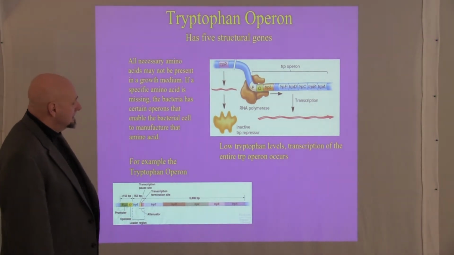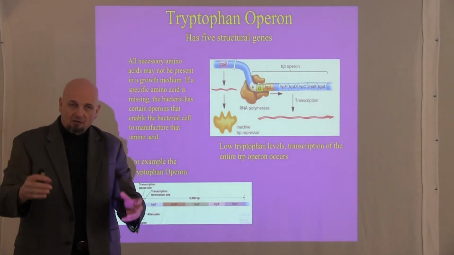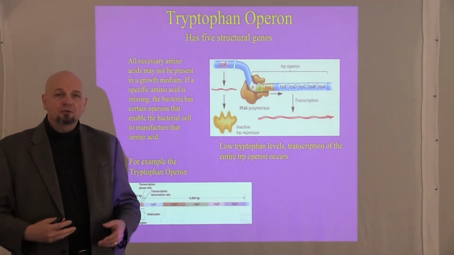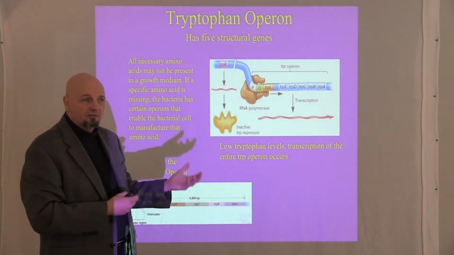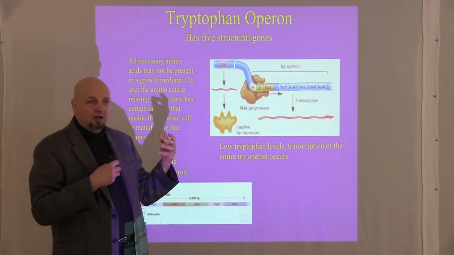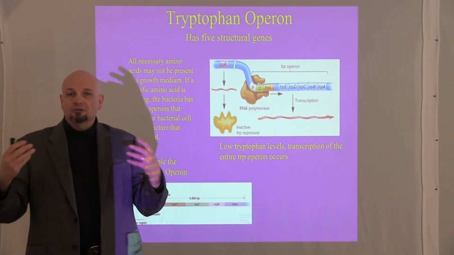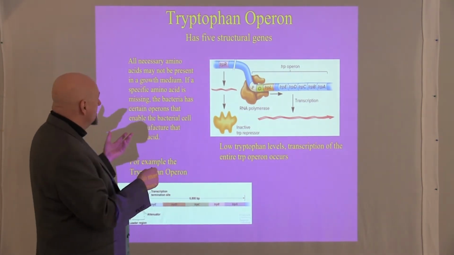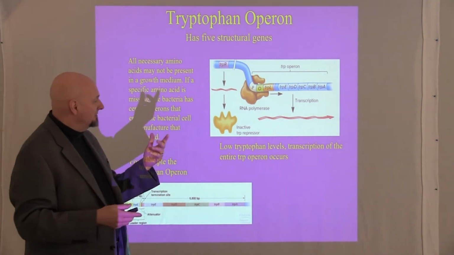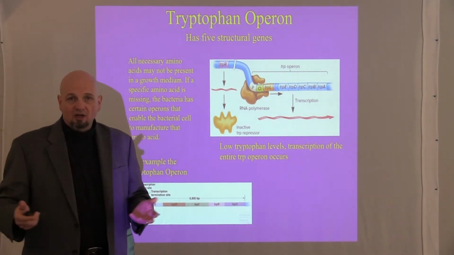All right. So that was the initial model. At the same time, there were other individuals who were not just looking at utilization of lactose, which is breaking down a compound. They were looking at the production of structures necessary for polypeptides. For example, they were looking at the genes necessary. And what they found was there was one called the tryptophan operon.